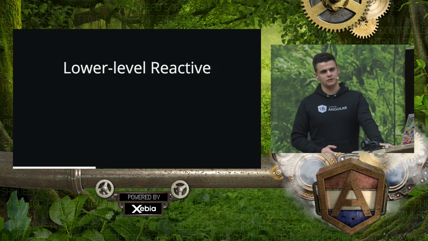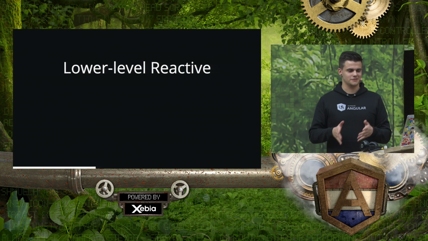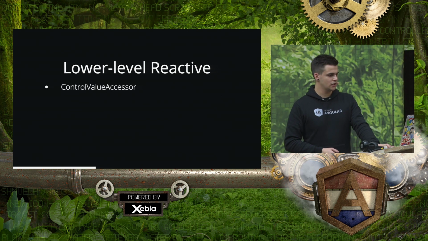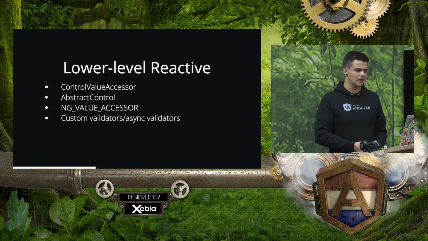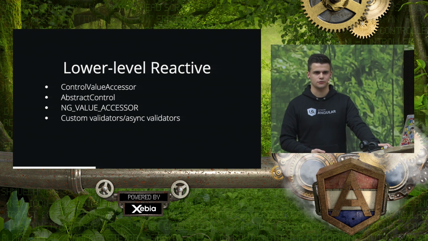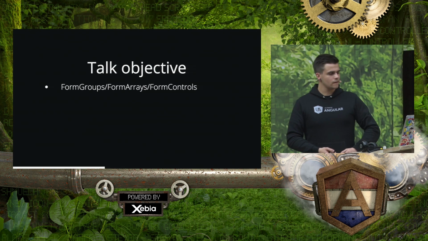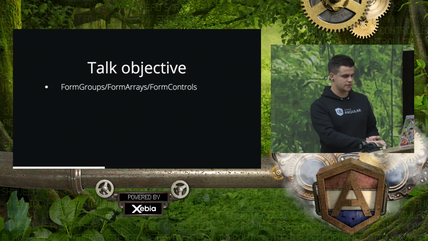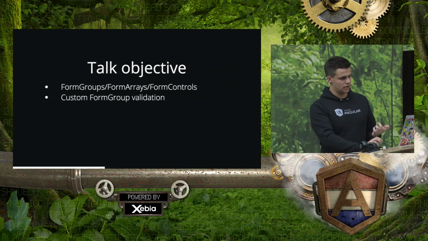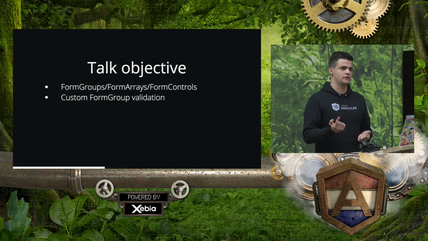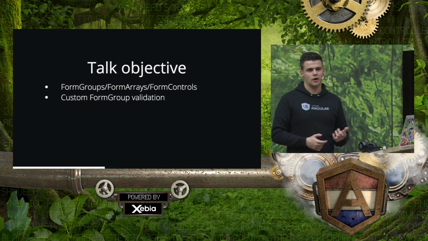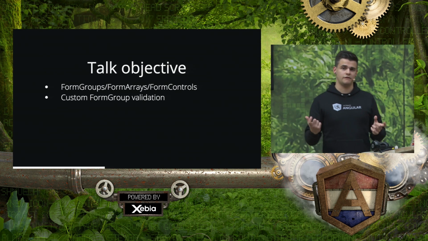And then if you've taken a deeper step into the Angular docs, you'll come across strange words like ControlValueAccessor, AbstractControl, and NG_VALUE_ACCESSOR. You may have seen tutorials for custom validators or async validators and how to do these kinds of things. So this is what we're going to cover today. We're going to look at form groups, form arrays, and form controls. We're going to look at how we've implemented the form group validation, like where we had the emails do not match, we basically compare the values of the two.